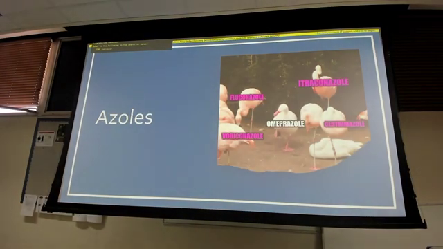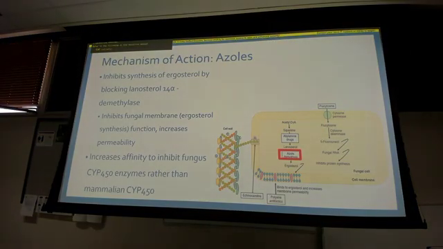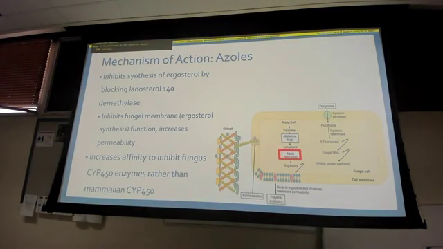Alright, perfect. So, like I said earlier, we're going to transition to azoles, and these are probably the most common antifungals that you guys will use in practice. Azoles inhibit synthesis of ergosterol by blocking lanosterol 14 alpha demethylase, which inhibits the fungal cell membrane, increases permeability, leading to cell death. They have increased affinity to inhibit fungal CYP450 enzymes rather than human CYP450.